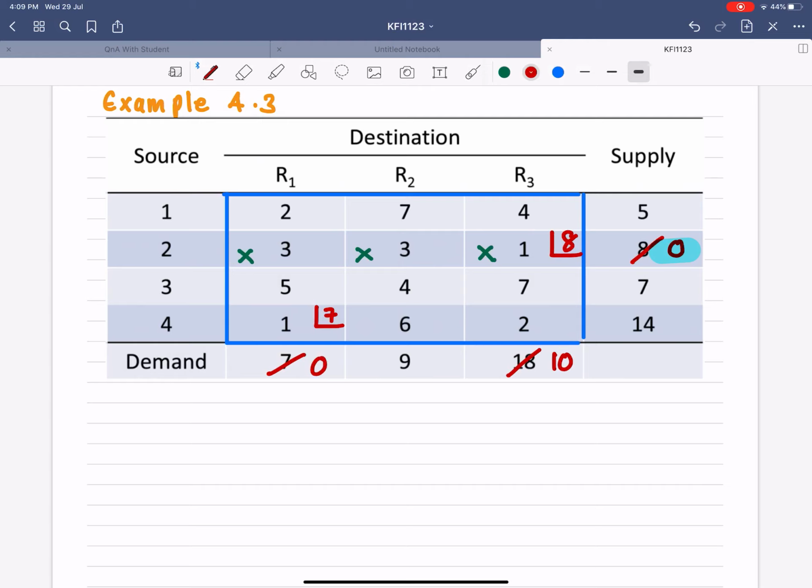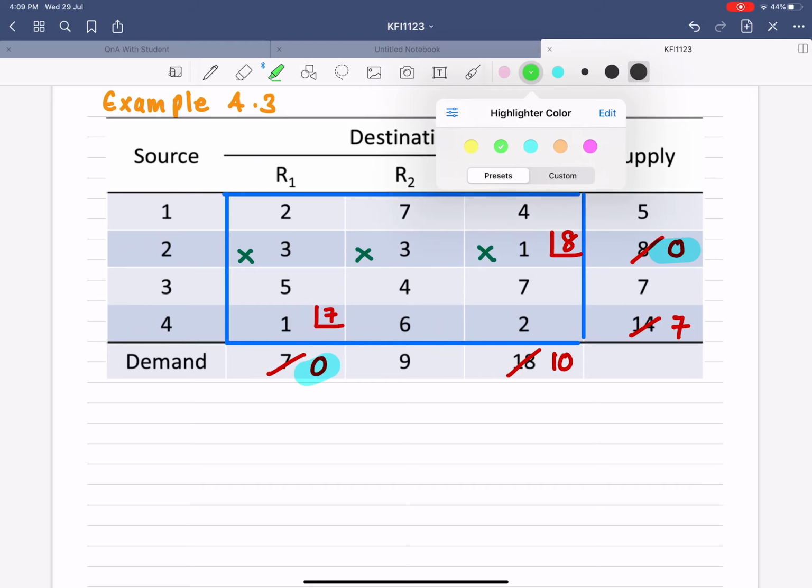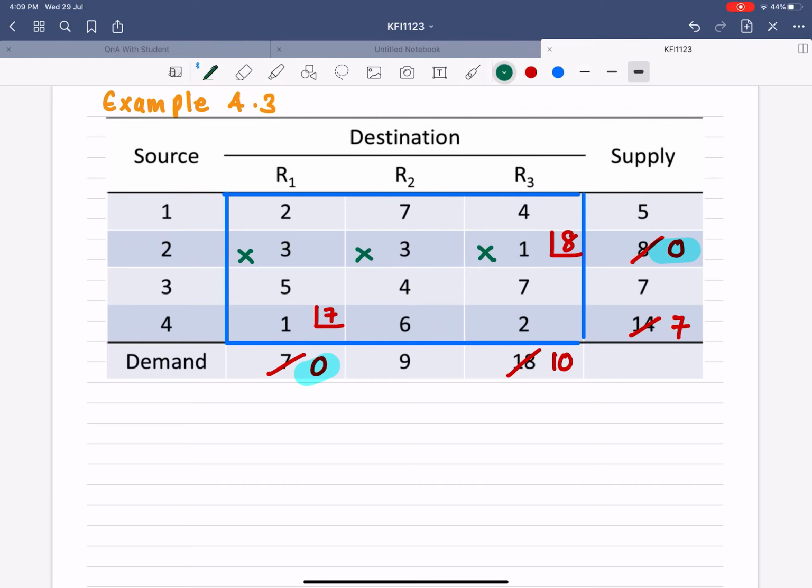7 minus 7 is 0. 14 minus 7 is 7. Since we have 0 in the first column for the demand, we will cancel out the first column.